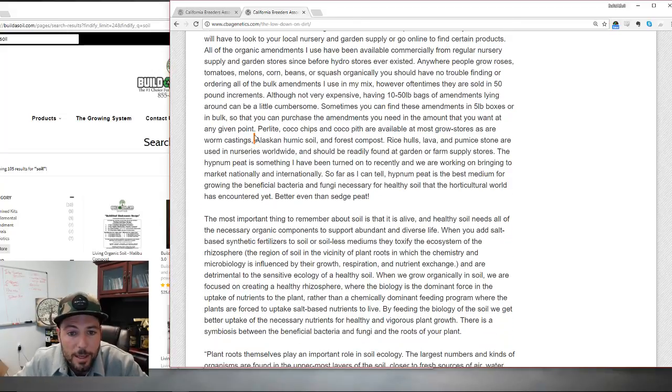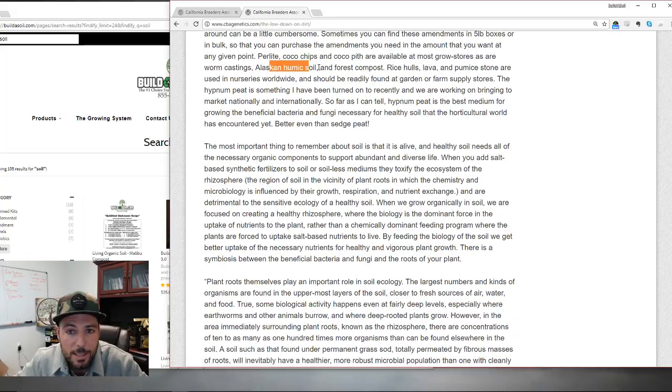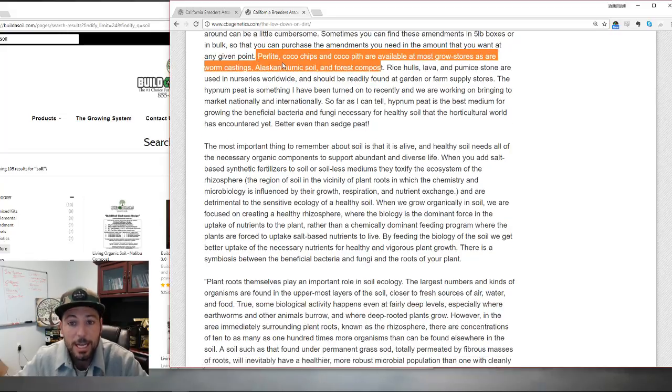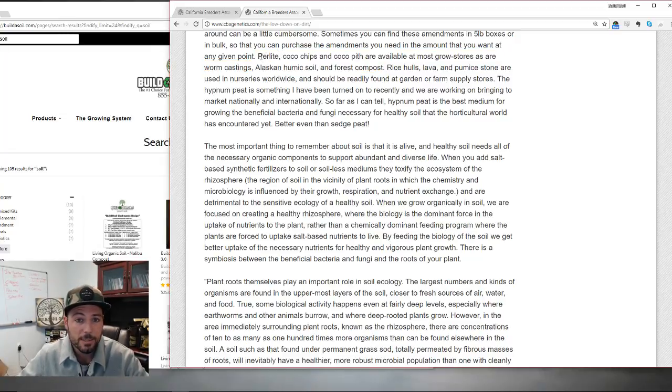All right, so perlite, coco chips, and coco pith are available at most grow stores, as are worm castings, Alaskan humus soil, and forest compost. Part of why we don't use any of these at BuildASoil. Perlite, it's mined obsidian. We'd rather use the pumice, the rice hulls, and the grow stone. Coco chips, I talked about that. It's imported from overseas. I'd rather we use peat moss or our Canadian peat moss.